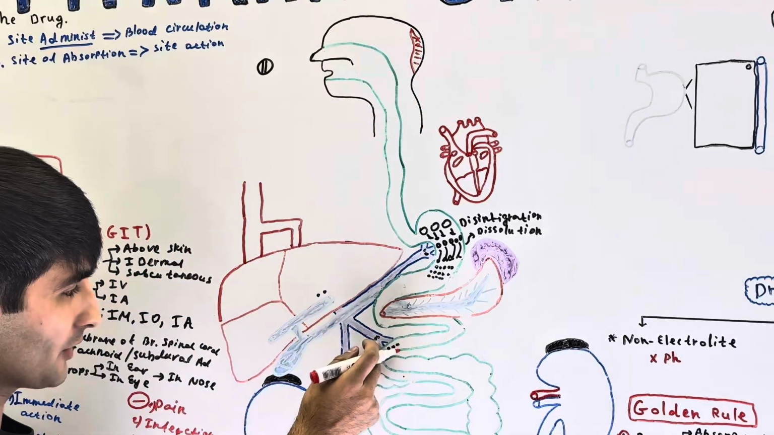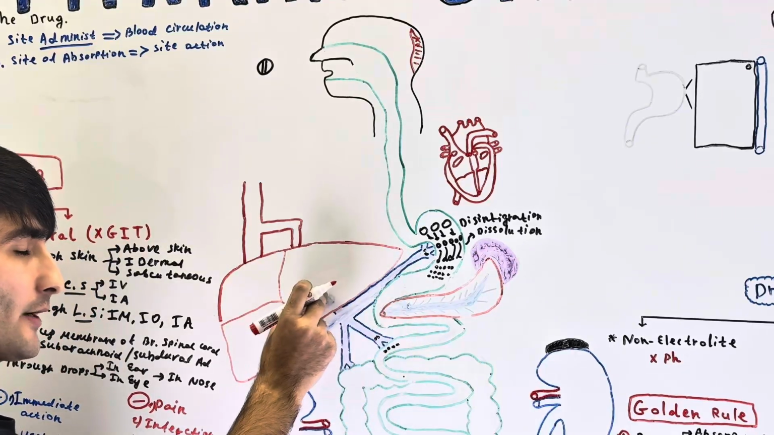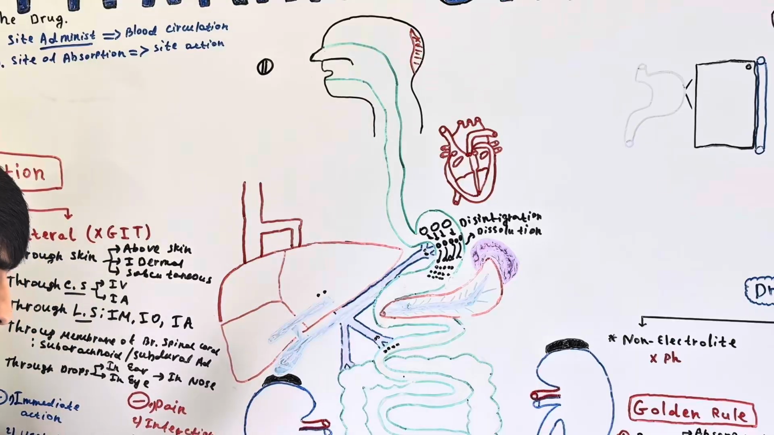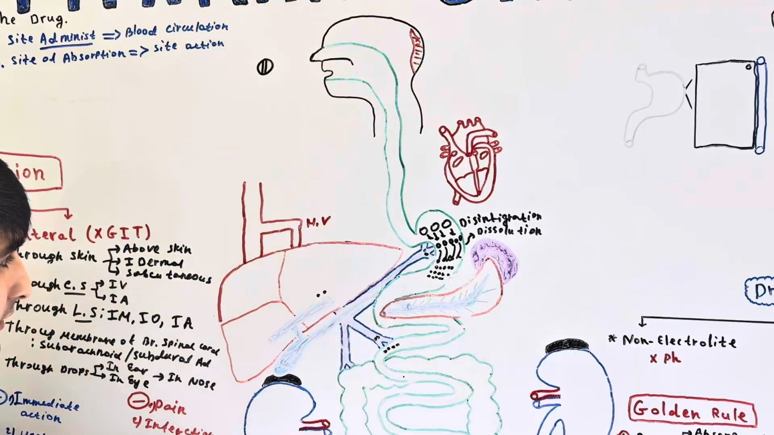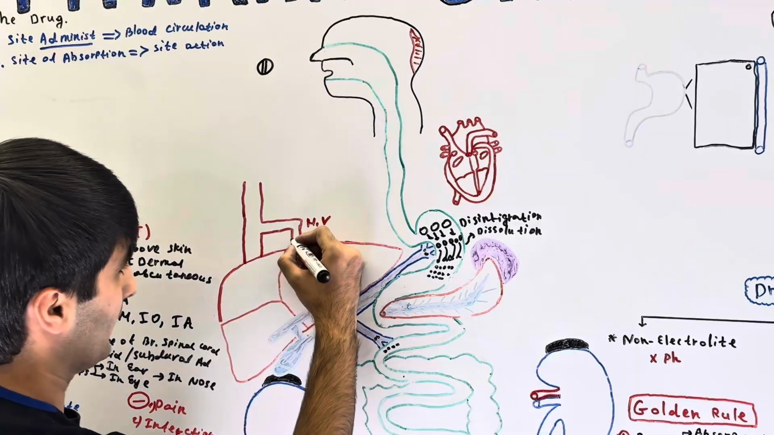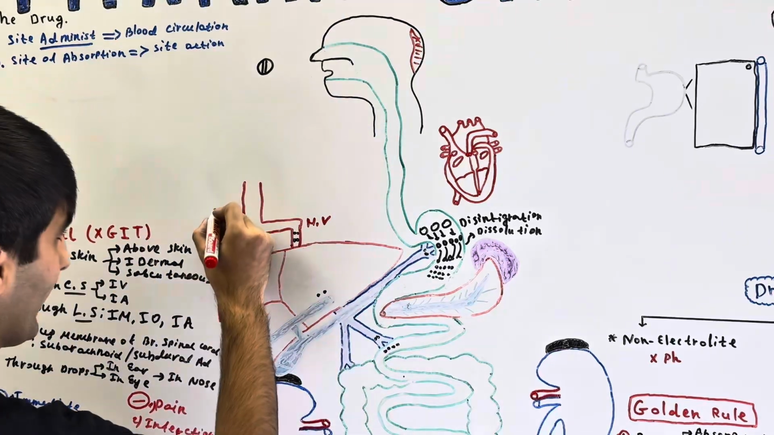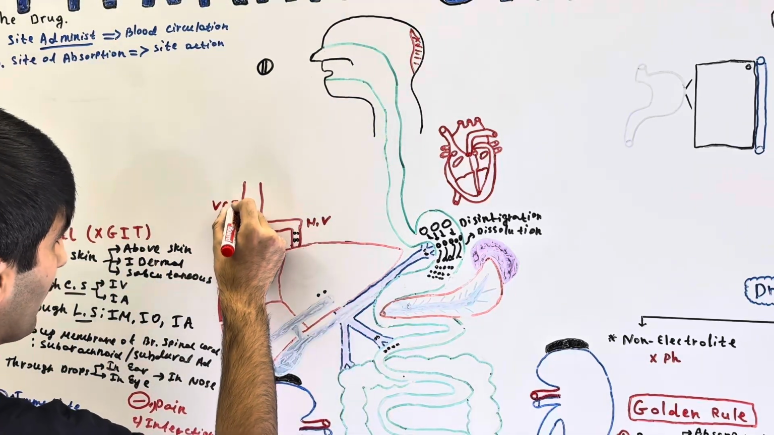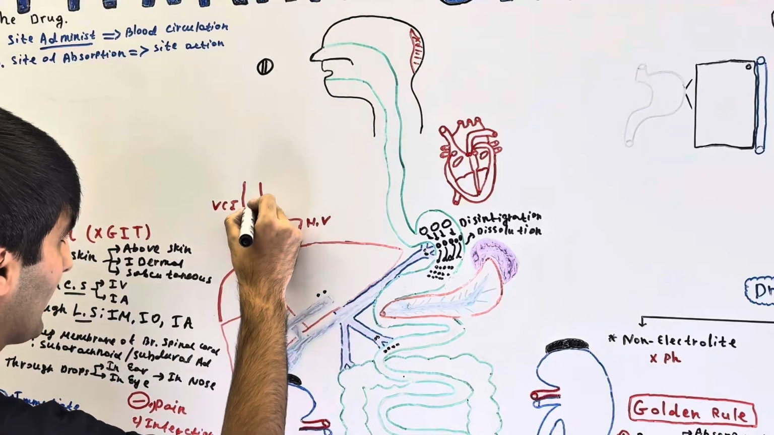So the drug, when absorbed from the portal circulation, comes to the liver and undergoes first pass metabolism. Then where does it go? To the hepatic vein. So this is the hepatic vein. The drug from the liver goes to the hepatic vein, and then through the hepatic vein it comes to the vena cava inferior.